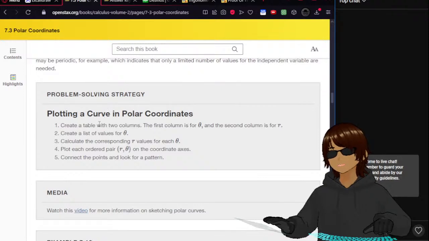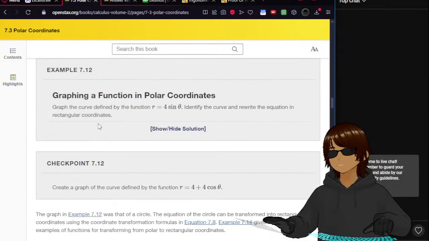Plotting a curve. Create a table with two columns. The first column is for theta, the second column is for r. Create a list of values for theta. Calculate the corresponding r values for each theta. Plot each ordered pair. Connect the points and look for a pattern.